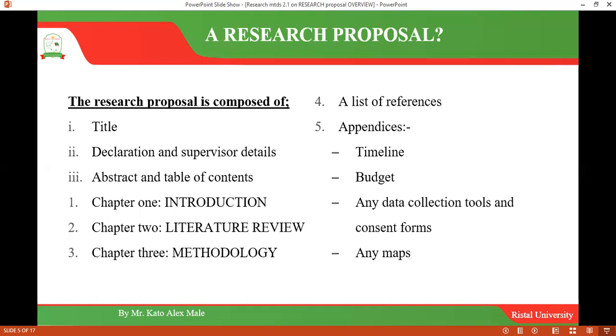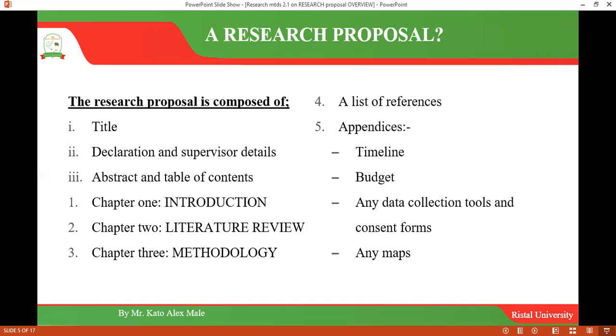Declaration and supervisor details. This is just a flow diagram of a research proposal, like a flow of information of the research proposal. Declaration and supervisor details: you need to tell us about your supervisor. You need to declare yourself as an individual. We shall see this. And then you need an abstract and a table of contents. The abstract, table of contents, and declaration come after you have written the final proposal.